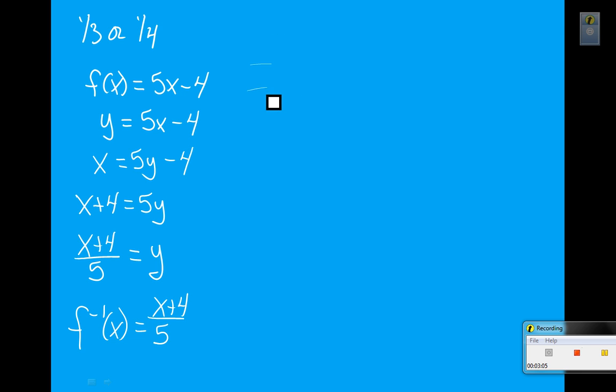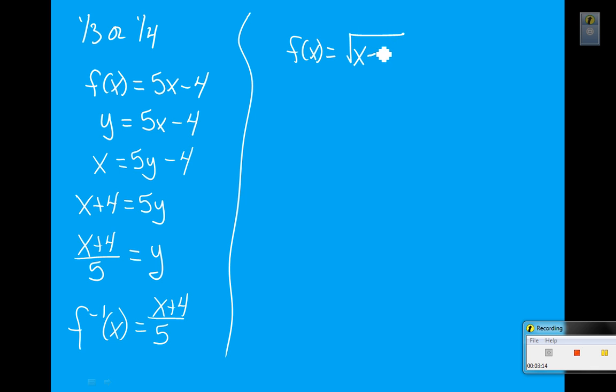Let me review another one with you. Let me review one with the radical in there. Let's look at f of x equal the square root of x minus 7, plus 2. Kind of a harder one then. Make a rough graph of this. I know this thing's going to go 7 units to the right and up 2 and look like that. Okay? Notice that I don't care how accurate the graph is. All I care about is that it will pass the horizontal line test.